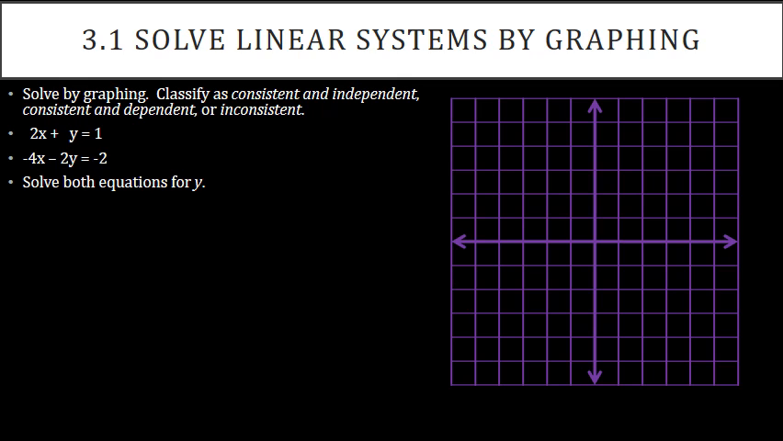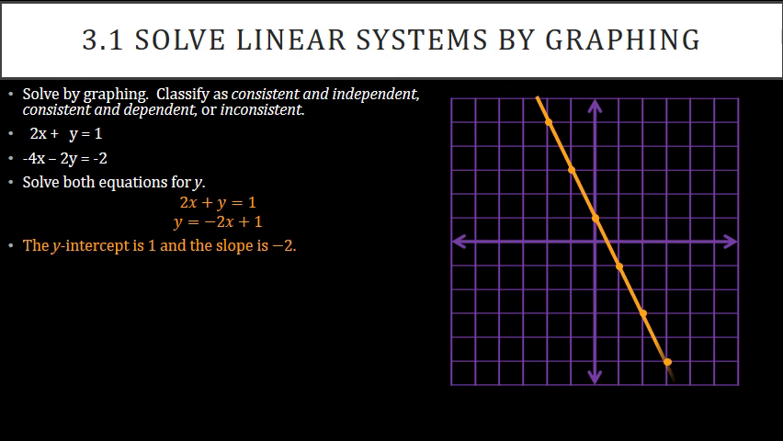Start by solving the equations for y again. Take the first equation, solve it for y by subtracting the 2x. The slope is -2. The y-intercept is 1. Start by graphing the y-intercept of 1 and following the slope down 2 and over 1.